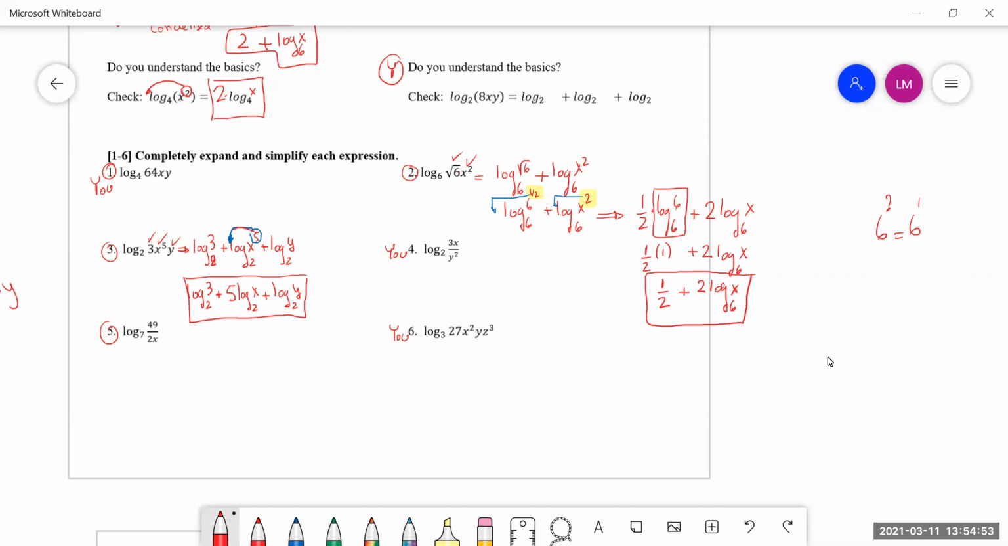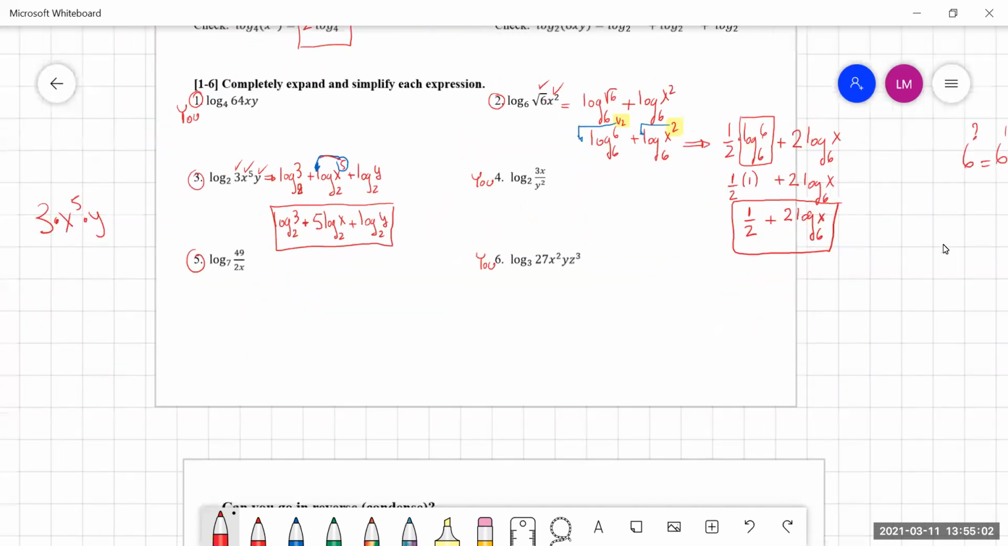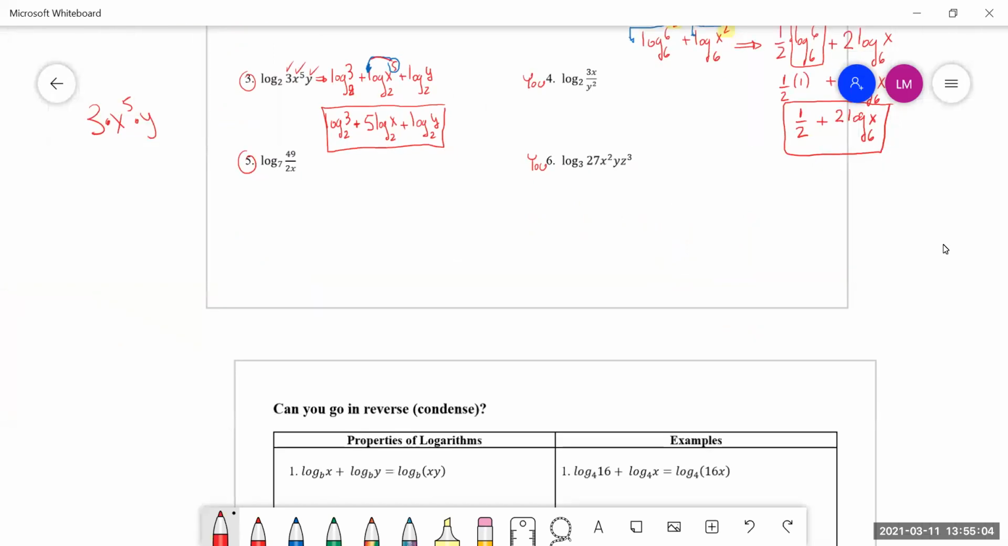Okay, so I'm going to let you try number 4, number 1. I'll do one more, which is number 5. We have a division, which tells us that there will be a subtraction. Okay, so let's go ahead and take care of it. The numerator is going to be separated away from the denominator. So we're going to have log base 7 of 49 minus, because that's the division, log base 7 of 2x.